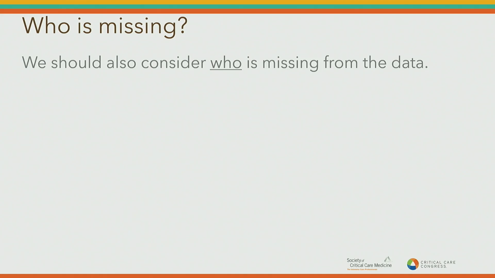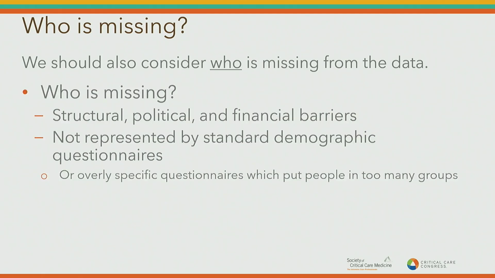So we understand maybe the difficulties with using the data and the biases within the data, but we need to know who's missing. We know that there are structural, political, and financial barriers to accessing care. People can't come to see us when they really want to, or sometimes until they really need to, and sometimes even when they do really need to, right? Maybe there isn't an ICU in their area, or they're undocumented, right? All of these kinds of barriers.